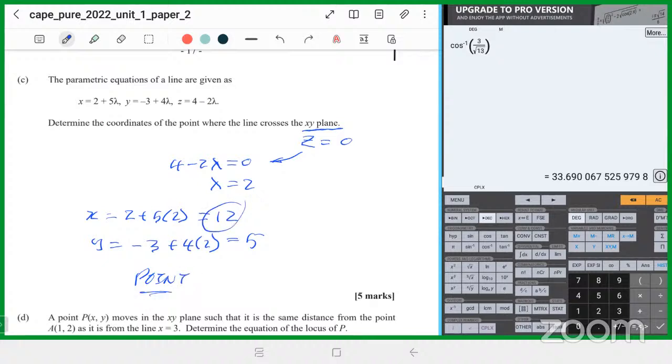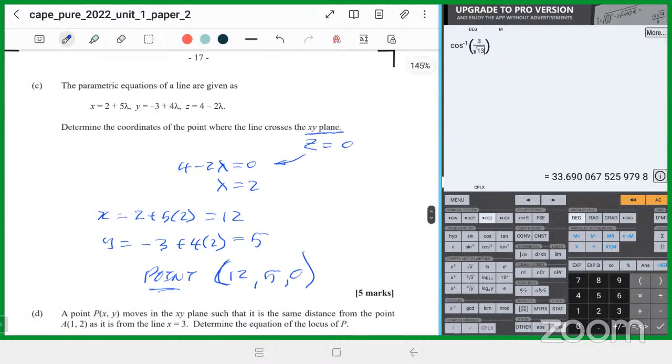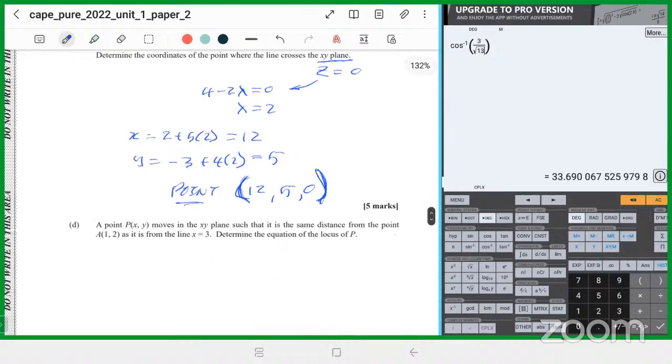So the point is: the x value at the point is 12, the y value at the point is 5, and the z value is 0. That is the point. All right, down here now.